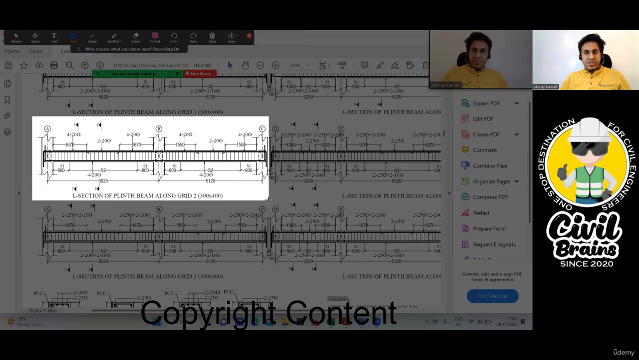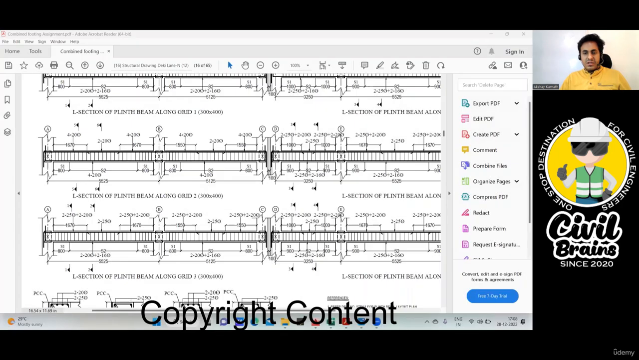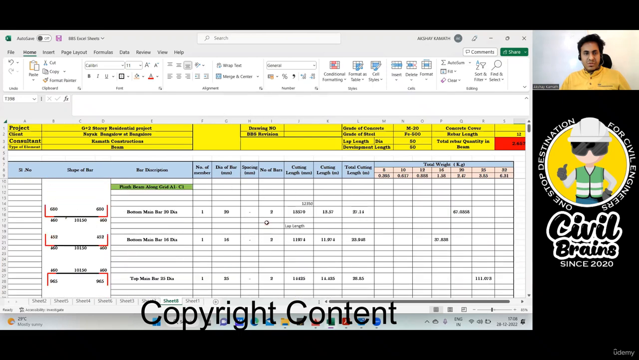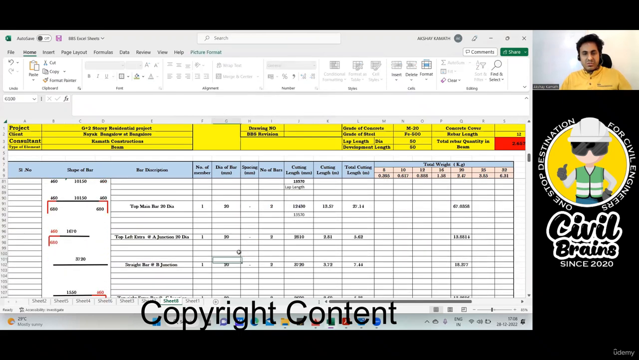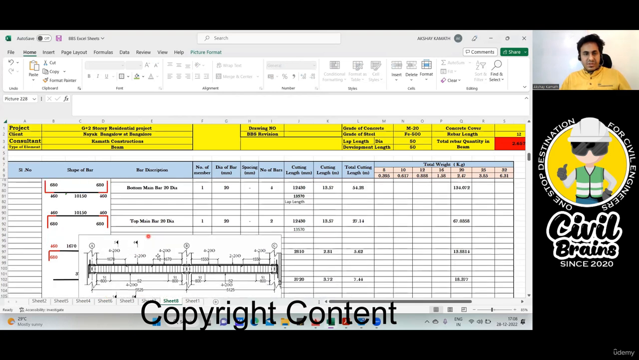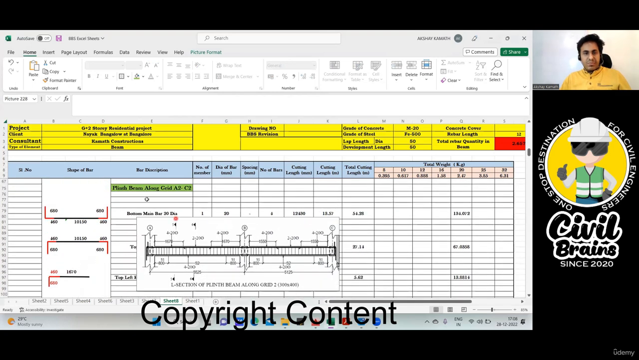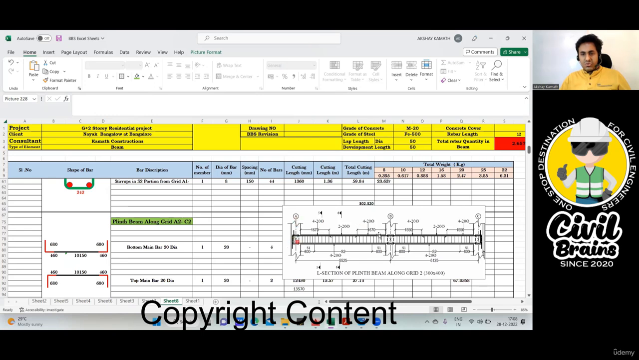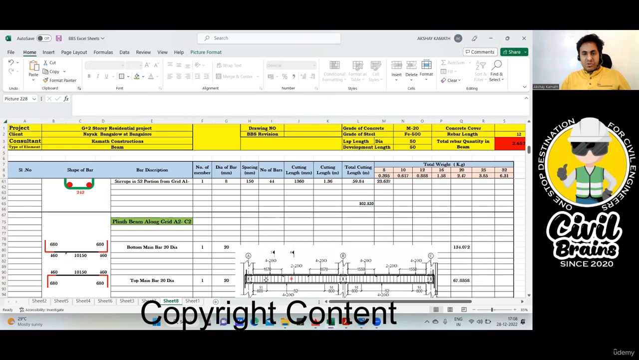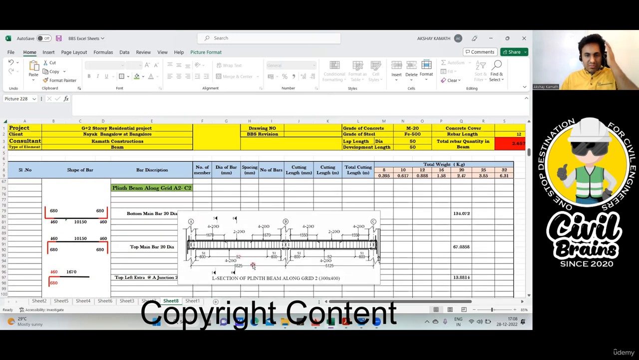Now again, you know everything, I'll just give you an idea of what the answers should be. We'll start from here. I'll paste it here. So what I've written is plinth beam along grid A2 to C2. So this is A and this is 2 to C2. First we'll find the bottom bar. How is your bottom bar? It is mentioned 20 diameter 4 bar here. And here also it is 20 diameter 4 bar.